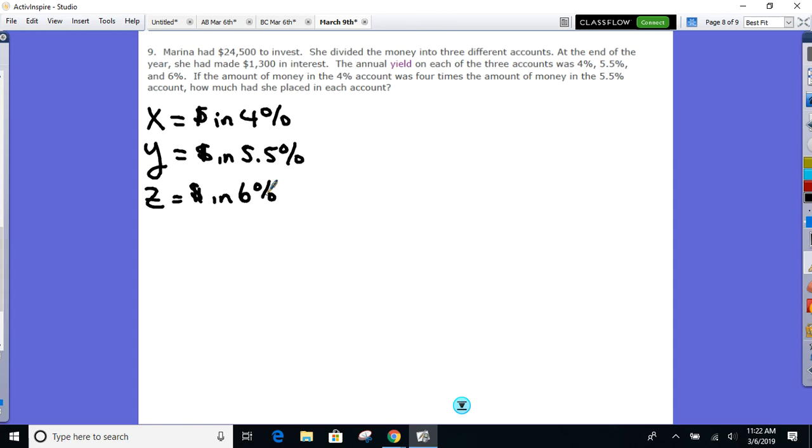All right, here's where Grace is going to the ending here. If the amount of money in the 4%, what variable is the 4%? X was 4 times the amount in the 5.5%. X equals 4y. Got it. There's one down. Toughest one already down. What do you got, Matt?